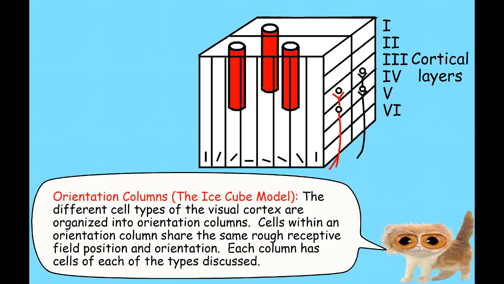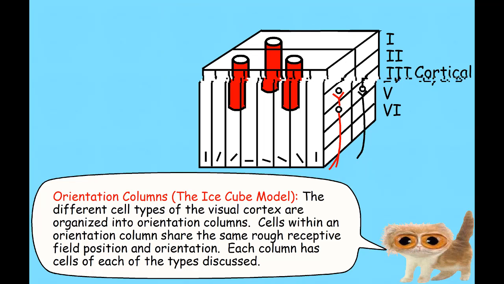Now, cells within an orientation column share the same rough receptive field position and orientation. And each column has cells of each of the types that we've discussed and of each of the different representations. So here we've got our orientation columns.